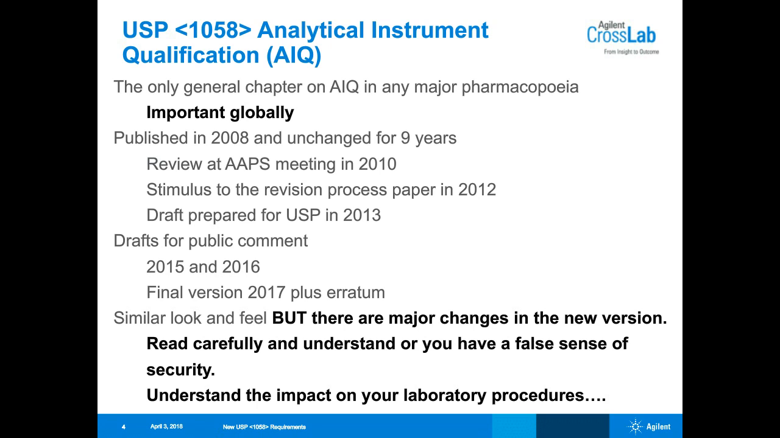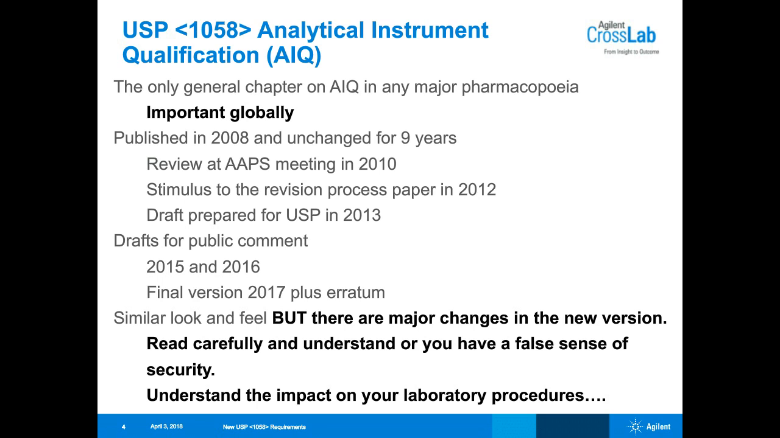The numbering system of the USP means that as it's over 1,000, it is an informational chapter, which is very strong guidance rather than a mandatory chapter that's under 1,000. But the key thing here is that the best practice is outlined in USP 1058, and the individual instrument requirements for qualification are highlighted in the individual general chapters under 1,000 for each analytical technique.